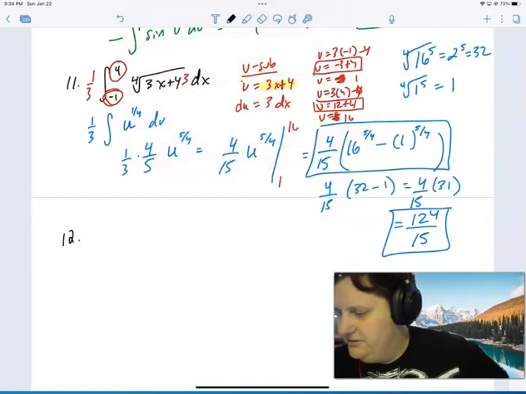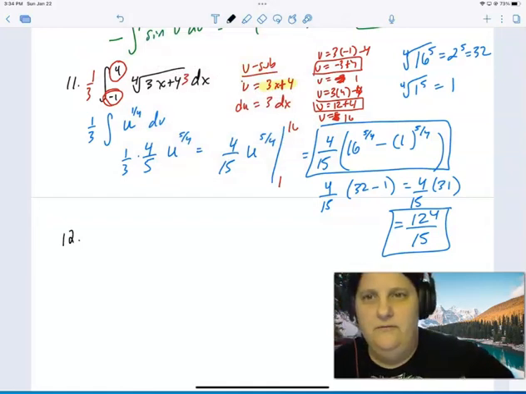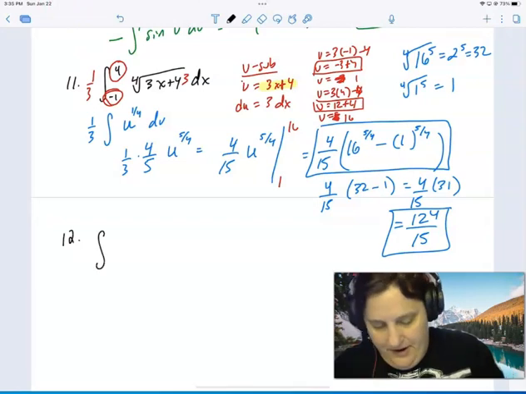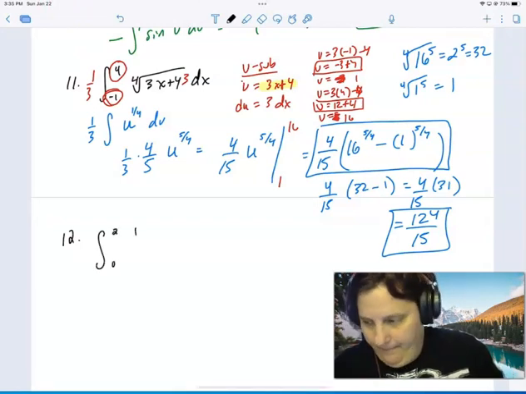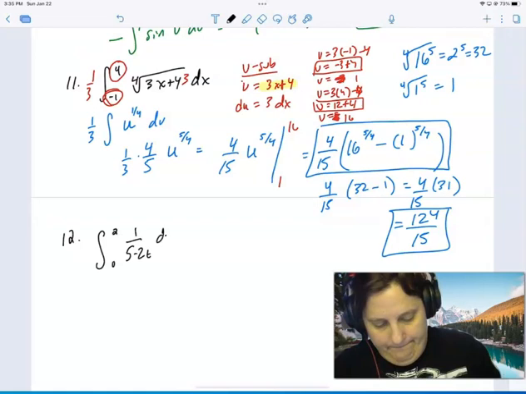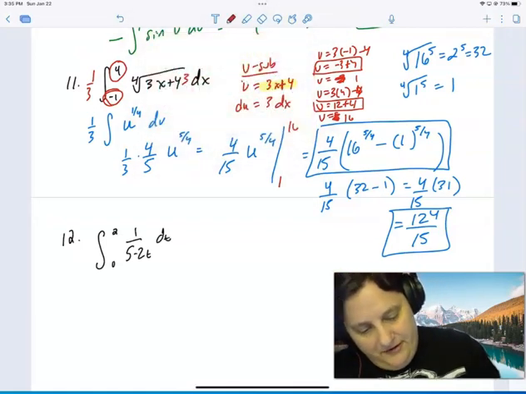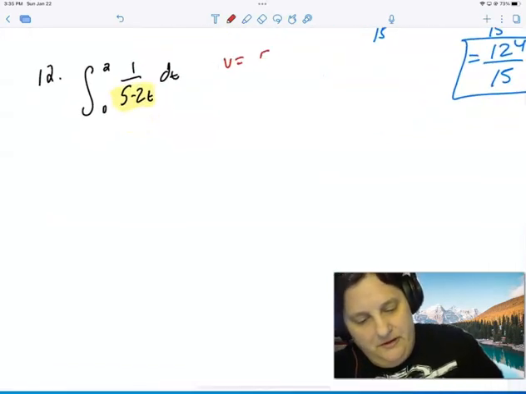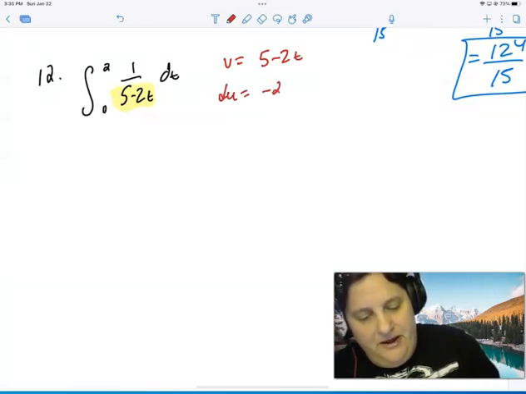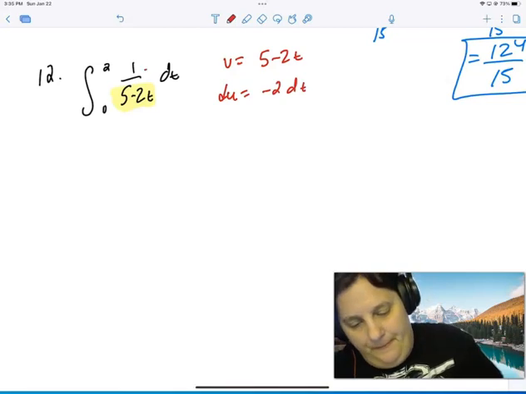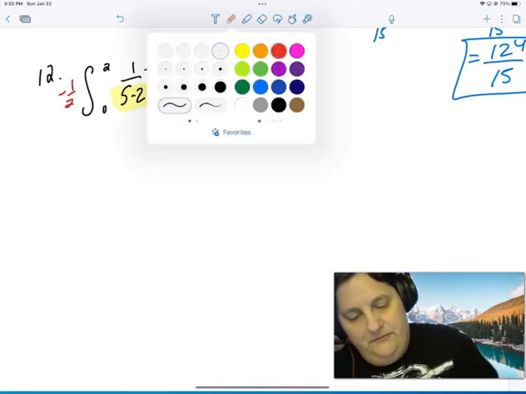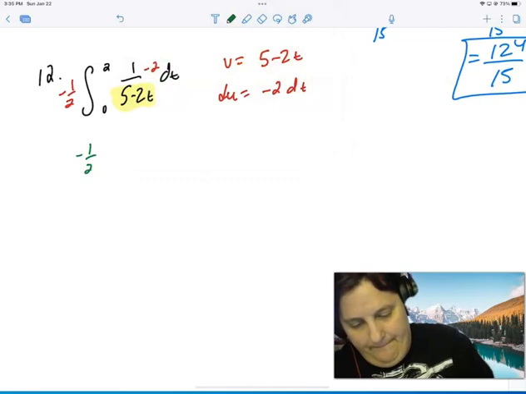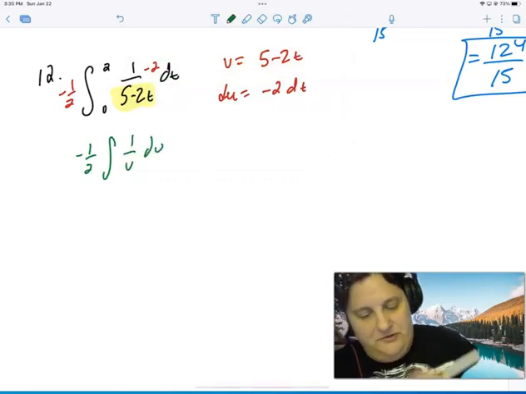Let's look at number 12. Looking like another u substitution one here, guys. I'm going to go ahead and let u equal what's on the bottom. So u is going to be 5 minus 2t. du, the 5 will go away. It'll be -2 dt. So I'll do a -2 and a -1/2. And then this becomes 1 over u du.